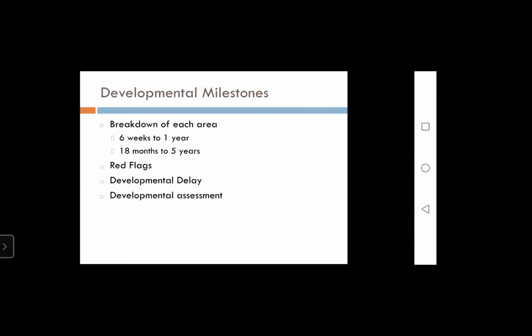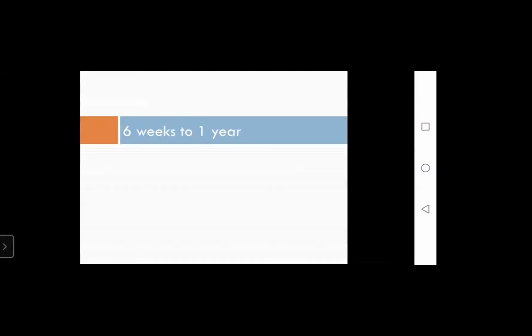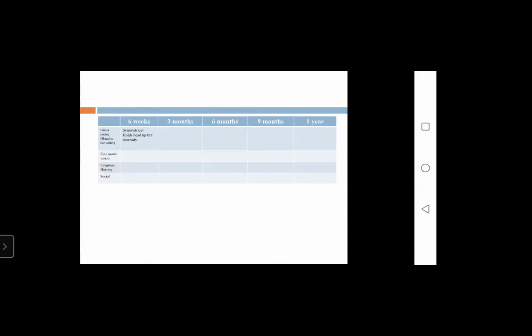Now, what we're going to do is break it down from 0 to 1 year, then 1 year to 5 years, okay? And we're going to go through the red flags. What are red flags? We're going to go through just a brief list of developmental delays and then developmental assessment, which is maybe the videos that I want to show you later on. Anyway, from 6 weeks to 1 year.